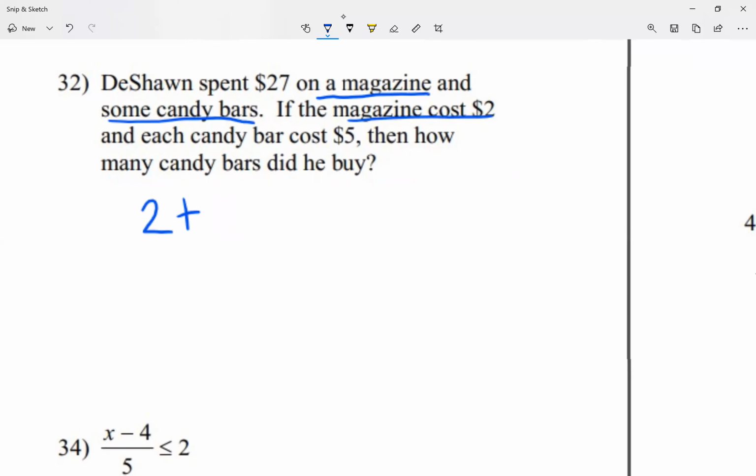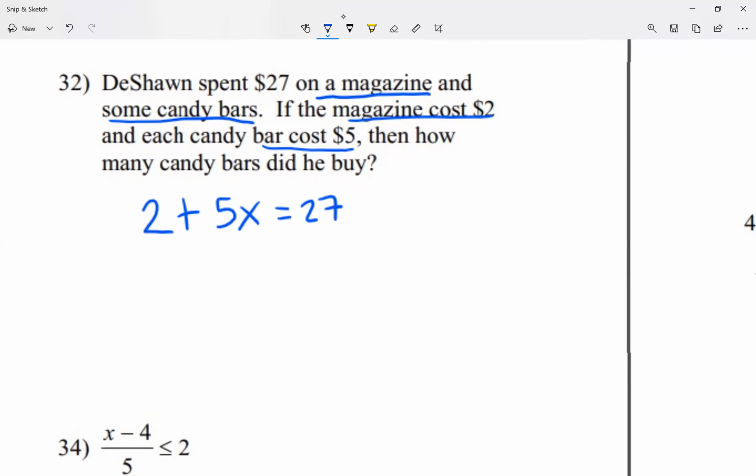Plus, he bought some candy. And each candy bar cost $5. I don't know how many he bought, but for me to know, I'm going to say $5 times how many candies he bought. So let me call this 5 times X. Remember, in algebra, mathematics, when we don't know the value of something, we replace it with a letter. So $2 for the magazine plus 5 times X for the candy. All of this is equal to 27.